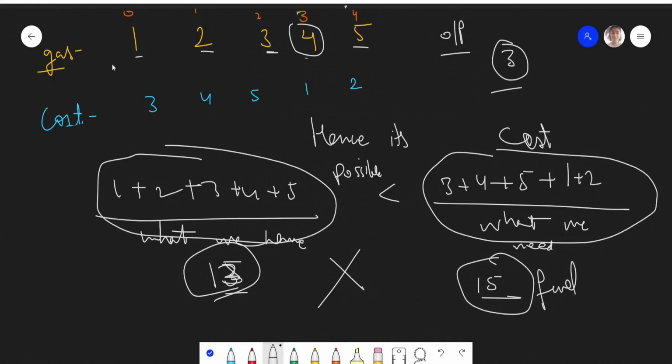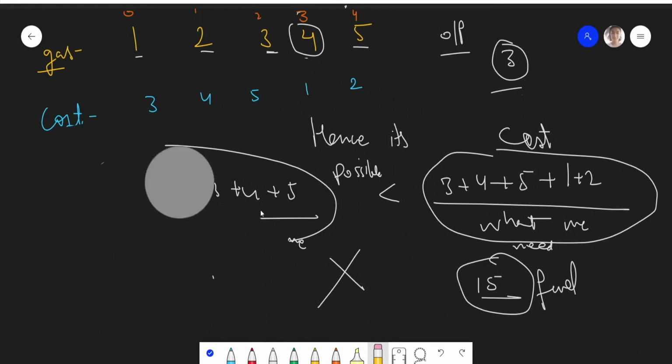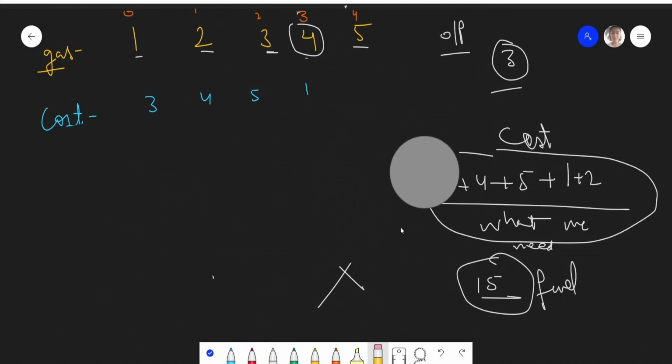So this is one condition. We will check initially if the sum of gas is less than the sum of cost, then return -1. This is one condition. Now what we will do is start the traversal.